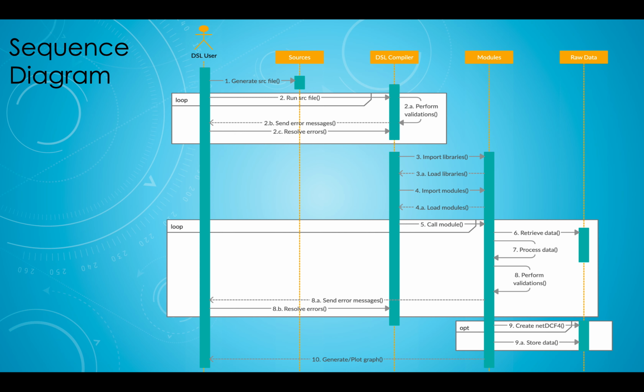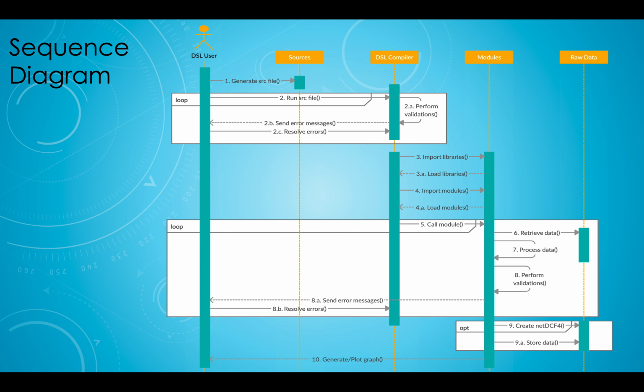I will explain a little bit about the sequence diagram. As a user, you create a source file using DSL syntax. Once you create the source file, you run it against the DSL compiler. The DSL compiler is smart enough to identify all the syntax issues, corner cases, and negative scenarios, and load all the modules. If there are any validation issues, it will throw a domain specific error message to the user, so the user can understand and correct those errors and rerun it against the DSL compiler.